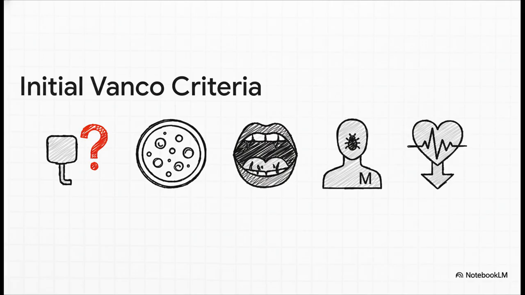You pull the trigger on vancomycin if the patient's blood pressure is tanking, if you're pretty sure their central line is infected, if they have terrible mouth sores, if you already know they're an MRSA carrier, or, well, if the lab calls and says they're growing gram-positives in the blood. If none of those are present, you keep it in your back pocket.